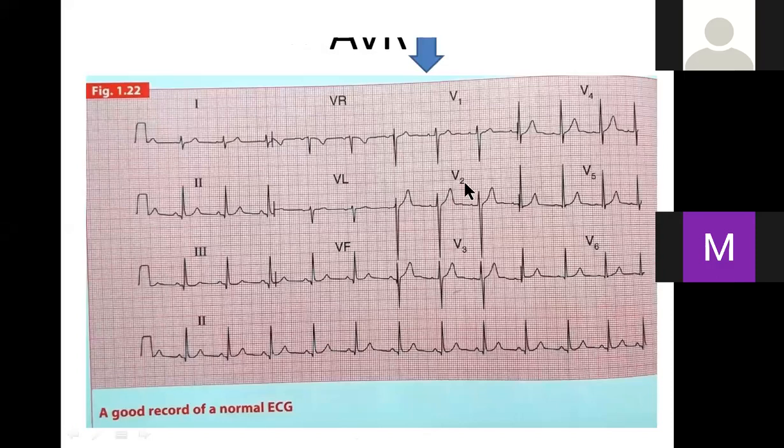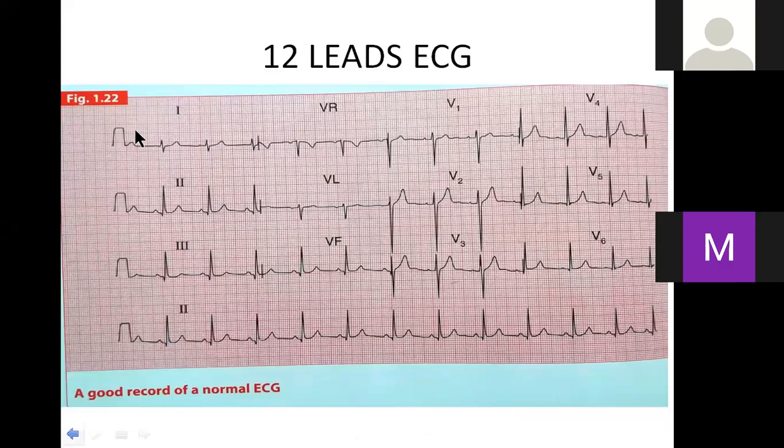This is the 12 lead ECG. We already discussed that we have three unipolar leads, three bipolar leads, and three unipolar leads, and these six chest leads. And this is lead 2, which is called the rhythm lead. That's why we always order long lead 2. Long lead 2 is always included in a good ECG.